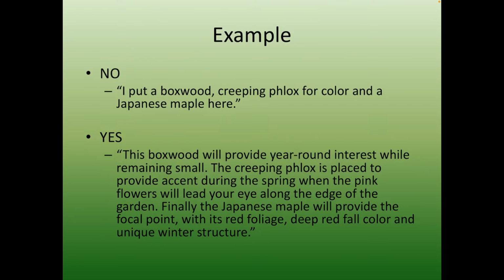Finally, a Japanese maple will provide the focal point with its red foliage, deep red fall color, and unique winter structure. That gives them some design concepts. It explains things in a way that's more than just, here's these three plants. It gives them a little bit about why you put them in, and that's the important part.